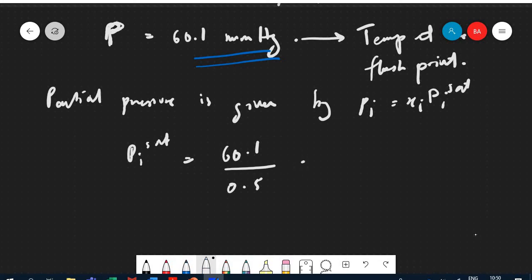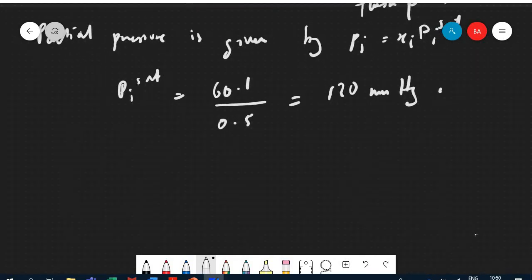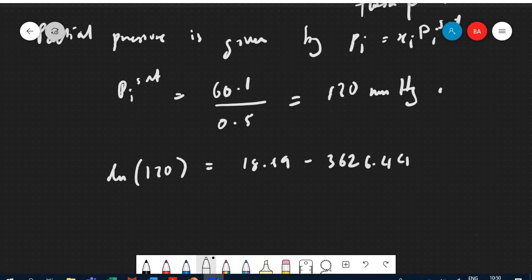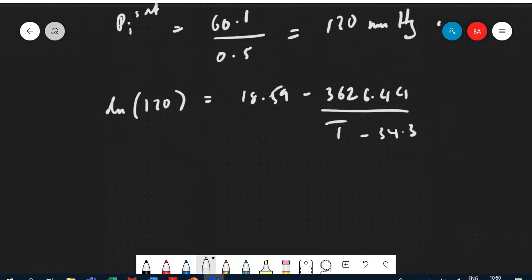I'm going to find the new pressure, and based on that pressure I'm going to find out the corresponding flash point temperature. In this case, this is equal to 100 millimeter mercury, and we just go back and substitute into the same equation that I have here: 18.59 minus 3626.44 divided by T minus 34.3. Then I find that my new temperature is equal to 297 Kelvin, and this is equal to 24.1 degrees centigrade.